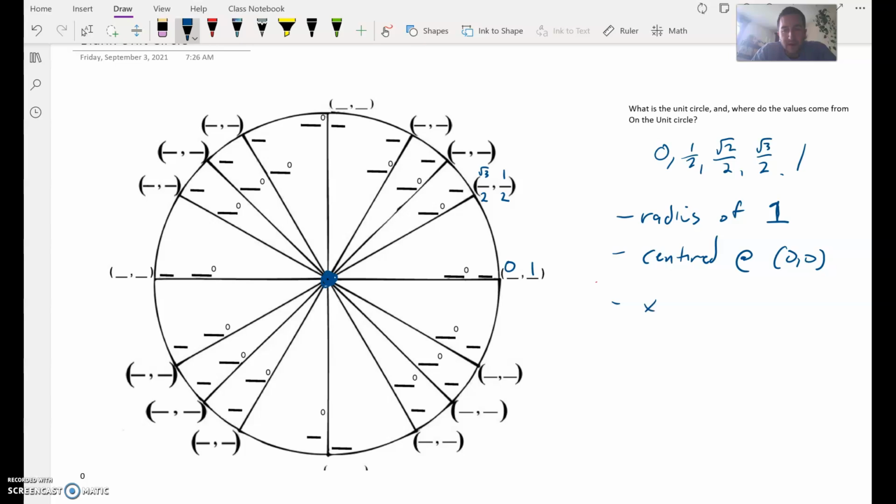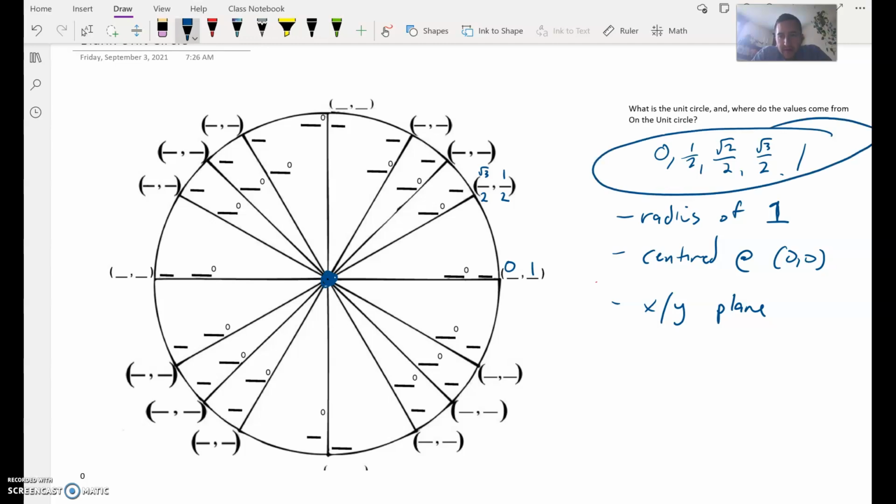We can just say it's on the XY plane. It's on the coordinate plane. So the unit circle is a circle with a radius of 1 that is centered at 0, 0 on the coordinate plane. That's important to know because without knowing that, we're just making up values as we work our way around. Okay? The next thing is where do these values come from?